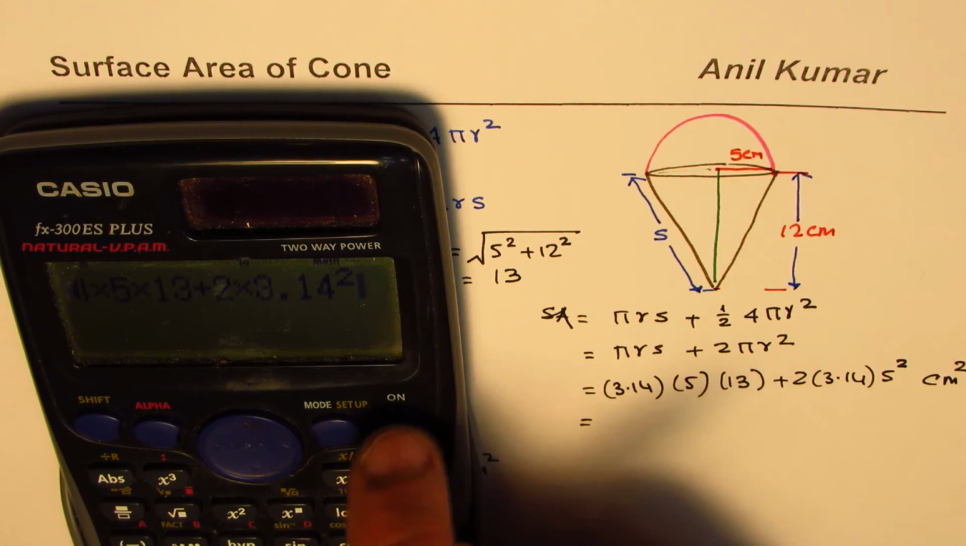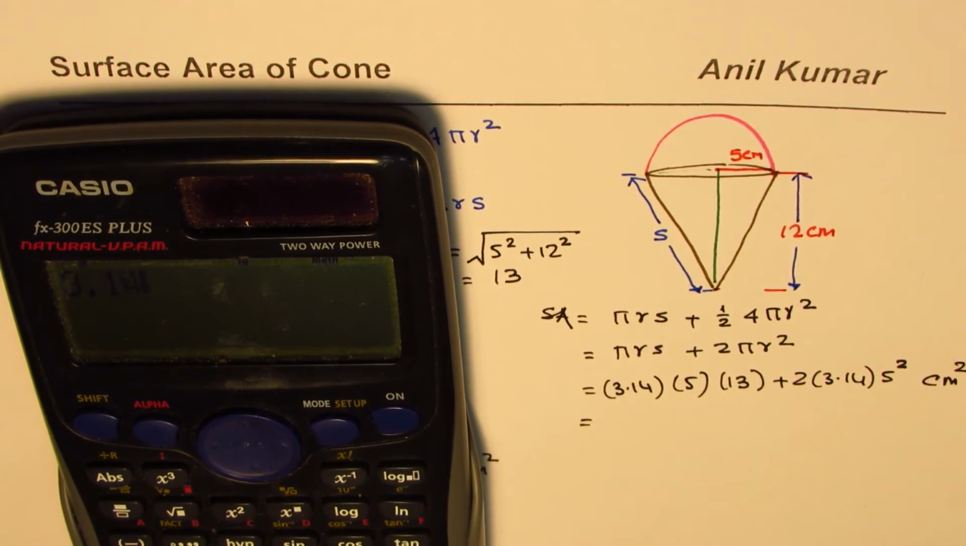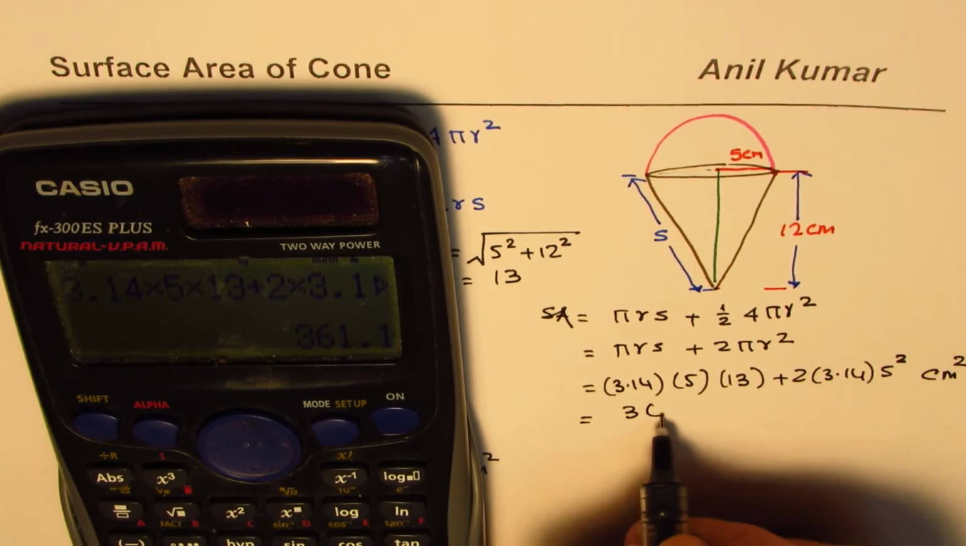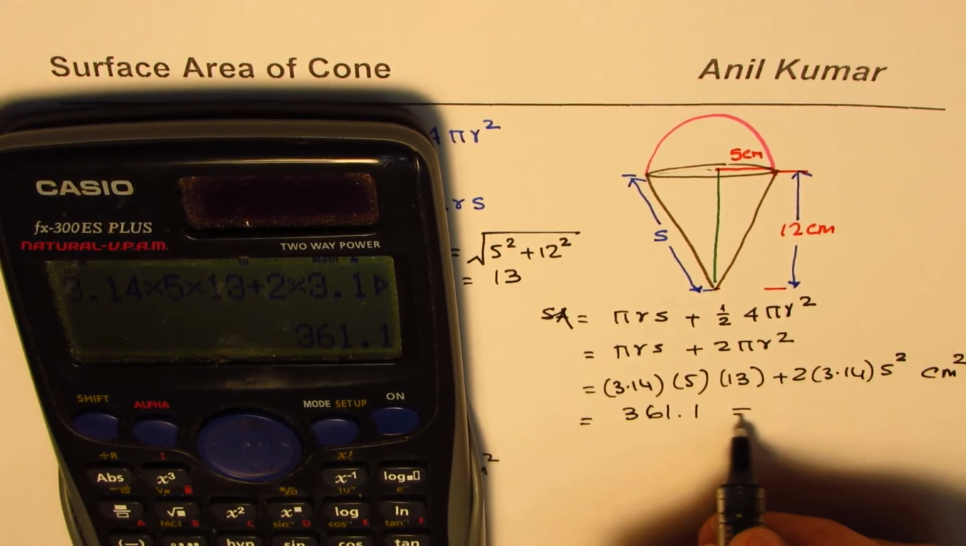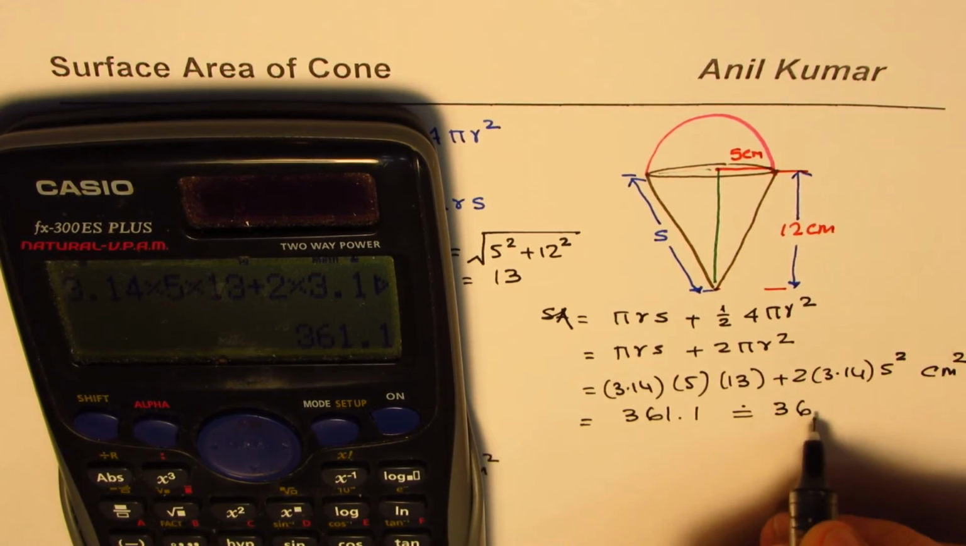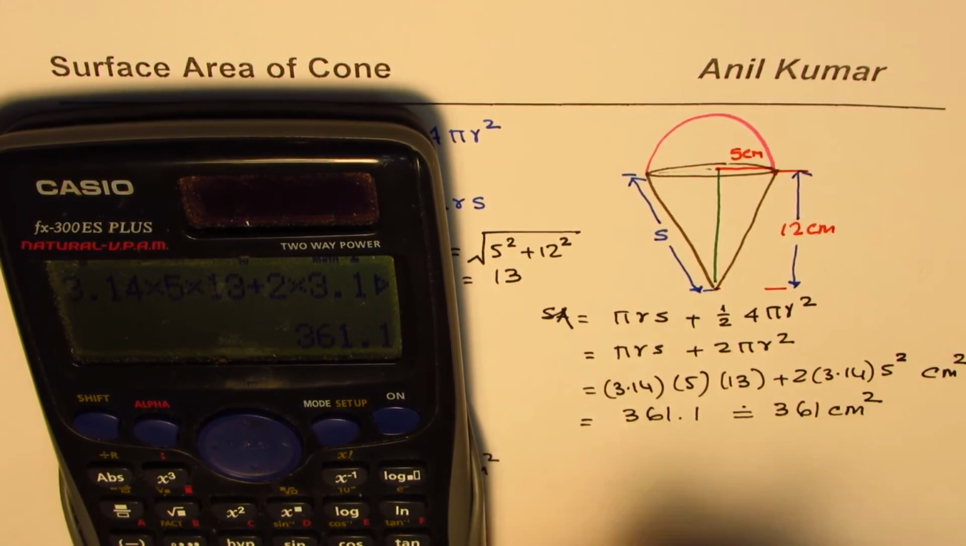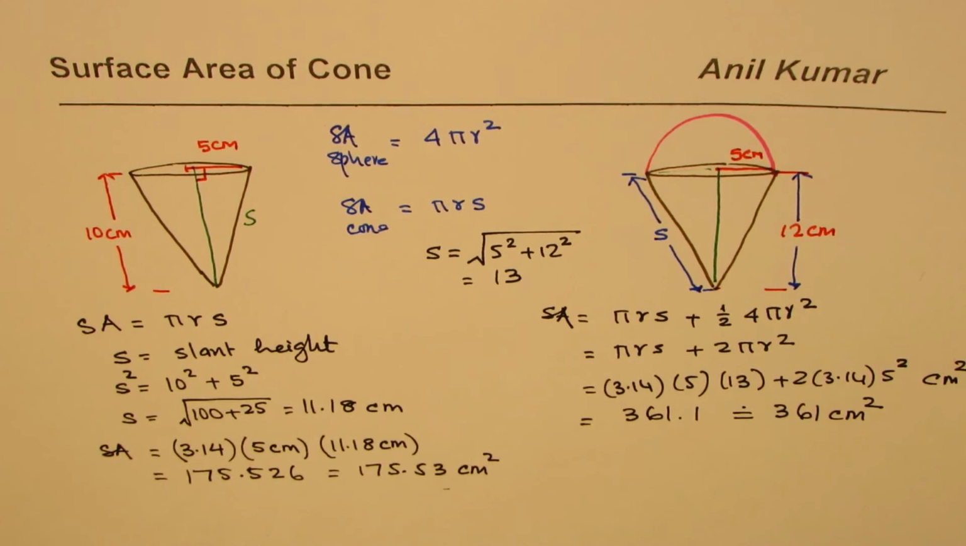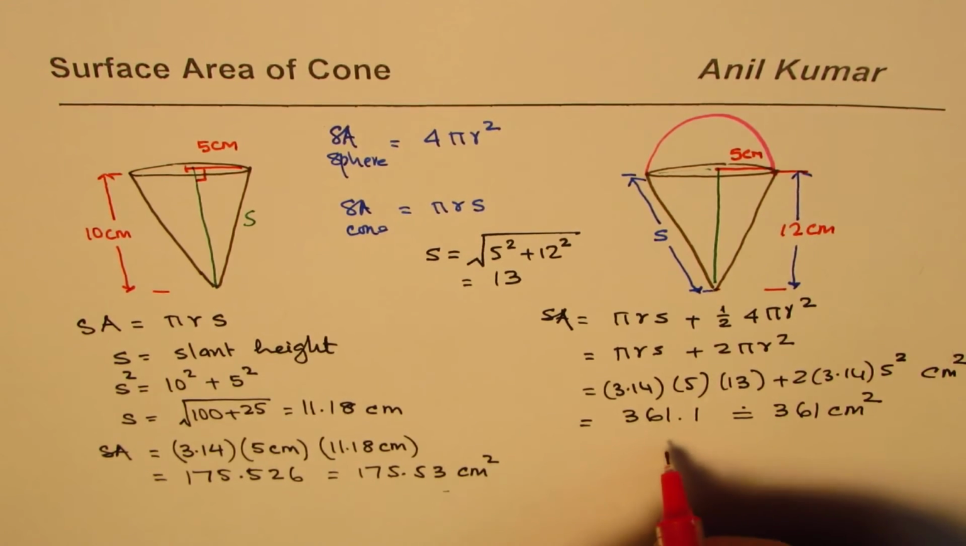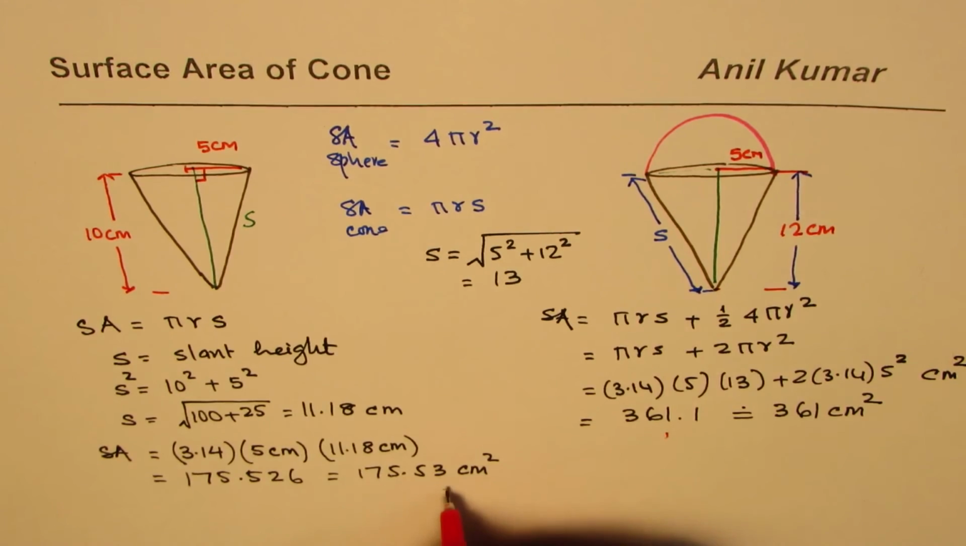So let's calculate this. I'm sorry, let me redo it. 3.14 times 5 times 13 plus 2 times 3.14 times 5 squared, which is 25. When you calculate in decimals it is 361.1. Let me approximate this to 361 centimeters squared, to a whole number. So we approximated this one to a whole number and the earlier one to 2 decimal places, or the hundredths place.